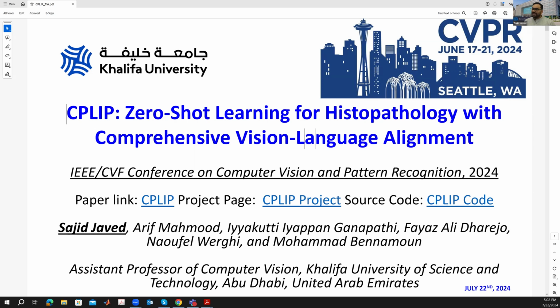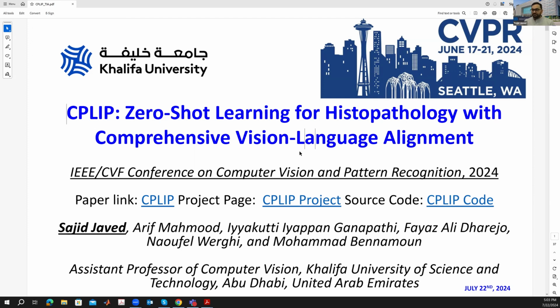So today I would like to talk about one of my recent works, accepted in CVPR earlier this year, which is CPLIP, the Comprehensive Pathology Language Image Pre-Training model, which has shown very strong generalization capabilities across various histopathology datasets.